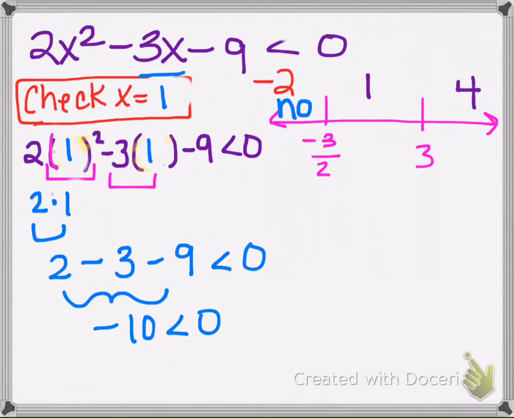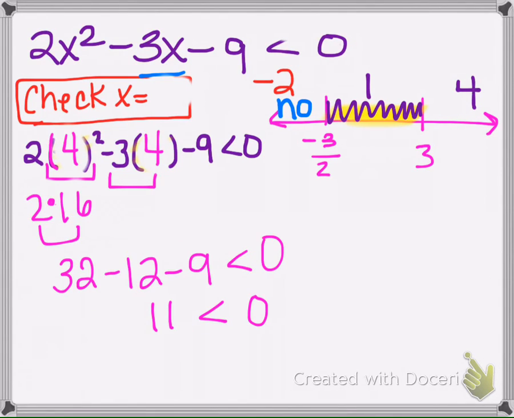We plug in 1 and we get, is negative 10 less than 0? Yes. So that means we are going to shade in between here. Now we have one more to check. We let x be 4. When we plug in 4, we get 11 less than 0. That is not true, so we don't shade there.